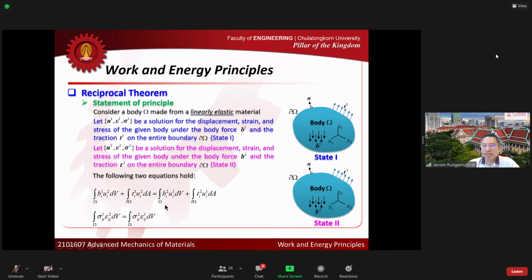And we can prove that the two quantities here are the same.